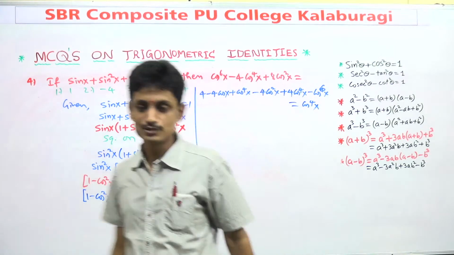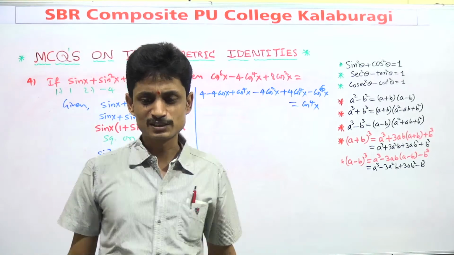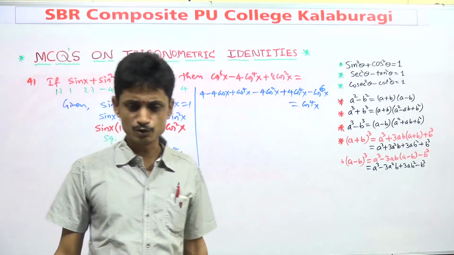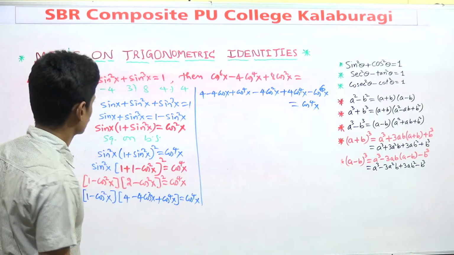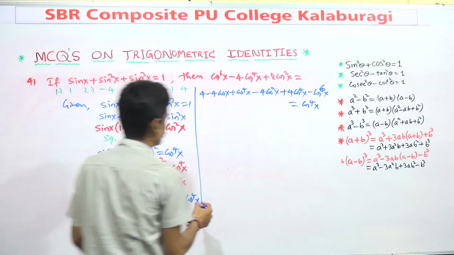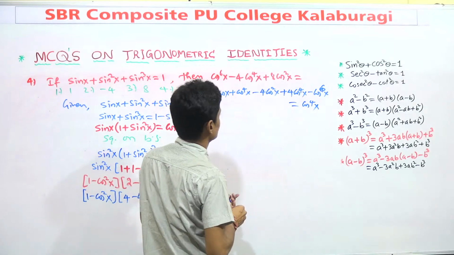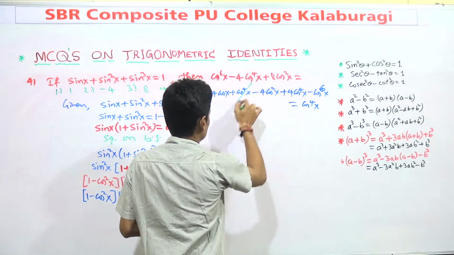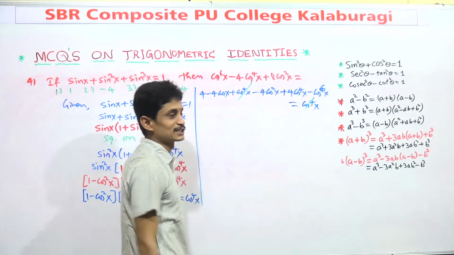Now you can answer for this question, which one is correct. Many of the students gave the fourth option. Whether it is correct, fourth option, exactly correct, 4 is the correct answer. Very good, yes. This question, you got the answer. It's very nice. This cos power 4x, cos power 4x cancel.